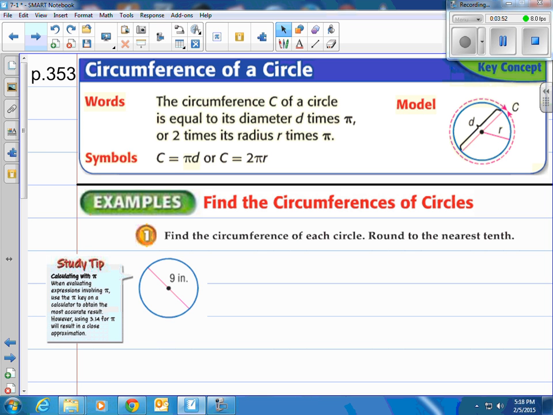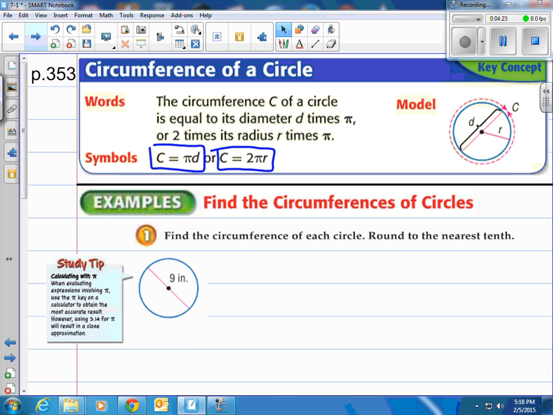So let's look at, again, the circumference of a circle. It says here, the circumference of a circle, C, is equal to its diameter, D, times pi. Or, if you have a radius and they don't give you a diameter, then you take the radius, double it, or times it by 2, and then times that by pi. So these are the two formulas I would write down in my notes. If I'm looking for circumference, I need to know the diameter or I need to know the radius. In that case, I would double the radius and then just multiply it by pi.